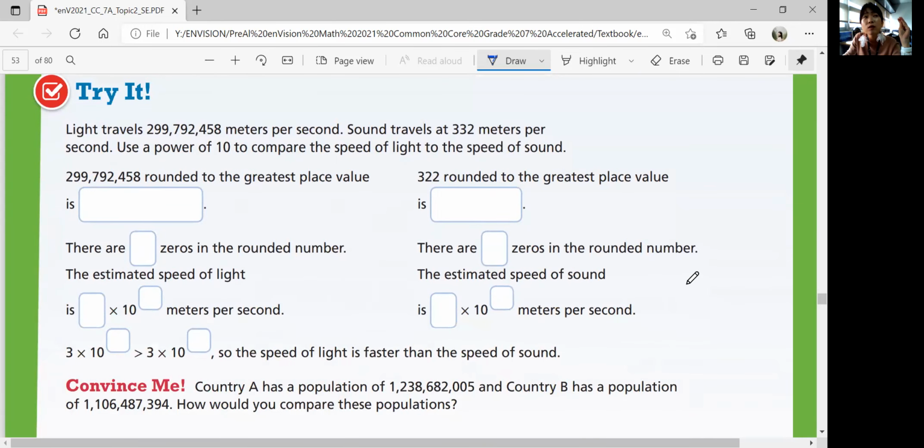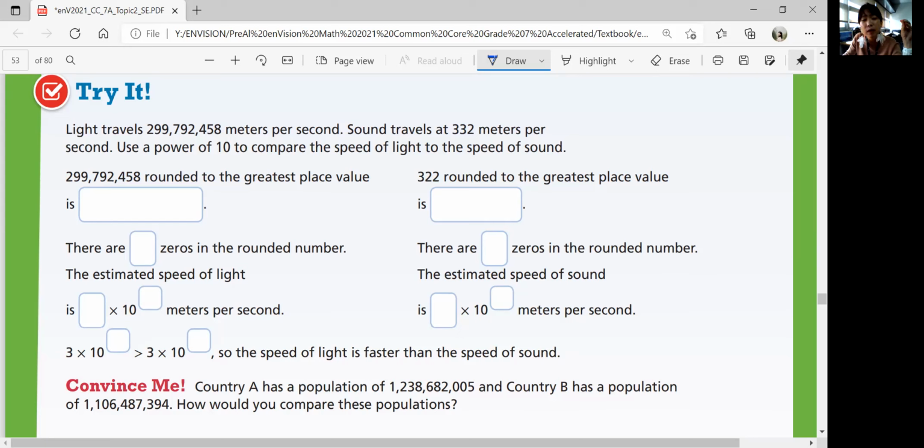Light travels 299,792,458 meters per second. Sound travels at 332 meters per second. Use the power of 10 to compare the speed of light to the speed of sound. It's really easy to see that light travels a lot faster than sound, just looking at those numbers, right? But how many times faster is light traveling per second? In order to do that, your estimation would be very helpful here.